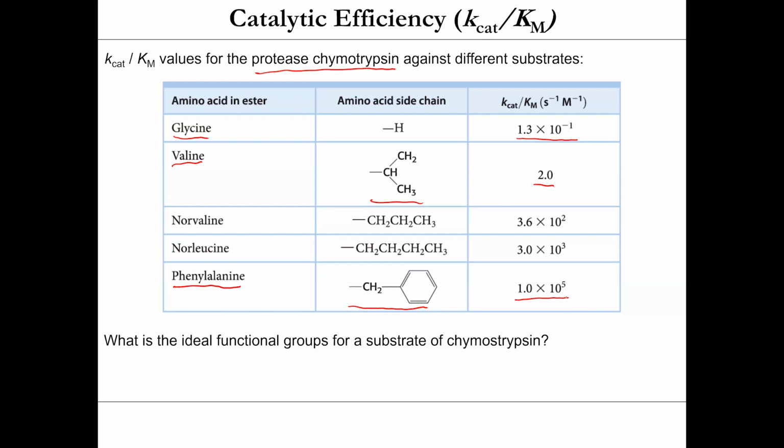So this is showing us the ideal functional groups that act as a substrate for chymotrypsin for that peptidase activity. Phenylalanine, a large aromatic amino acid, is going to have the highest catalytic efficiency against that substrate compared to something like glycine or valine. So catalytic efficiency, kcat over Km, is very useful for describing the interaction of a particular enzyme against different substrates.